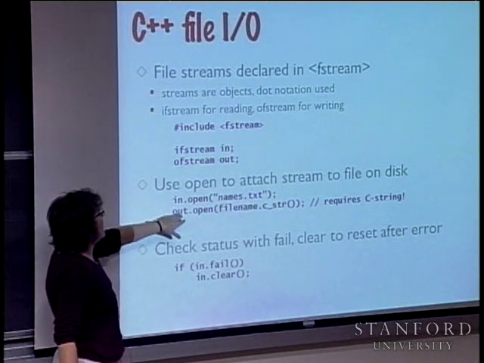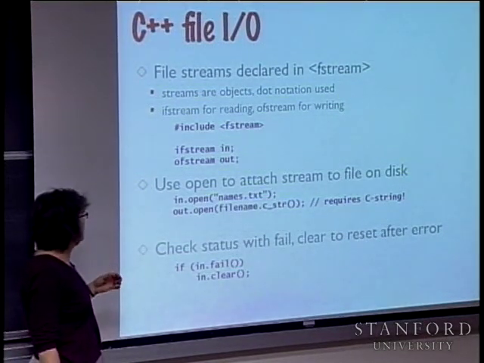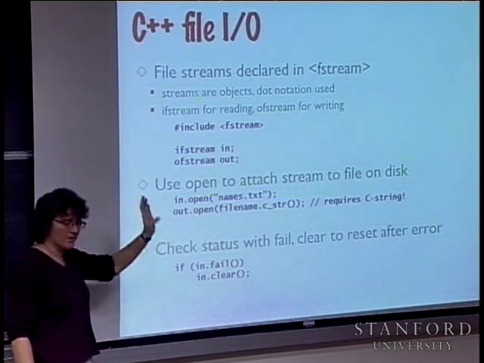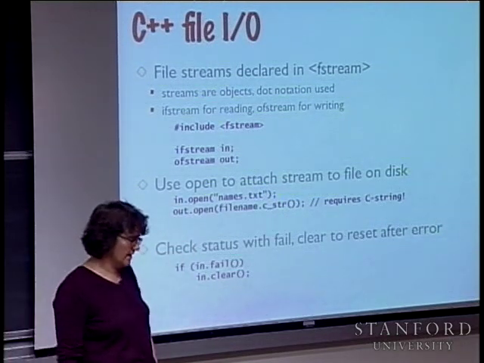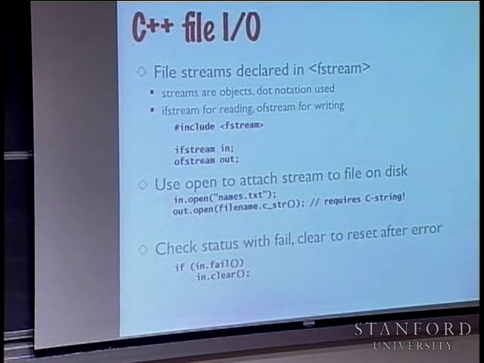Similarly, doing an open on an ofstream opens a file and positions the writing at the very beginning. The first character written will be the first character in the file, and they'll be written in sequence.